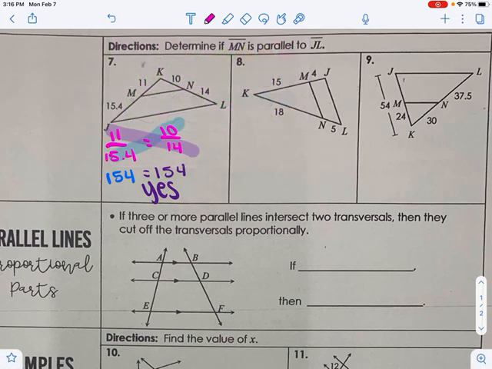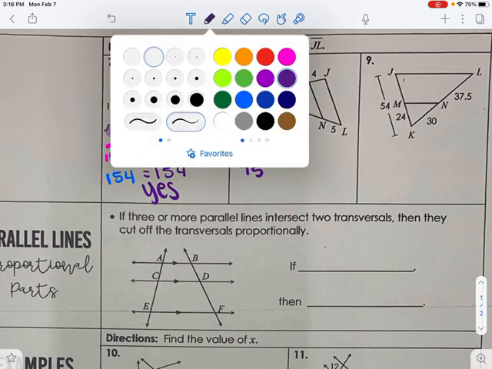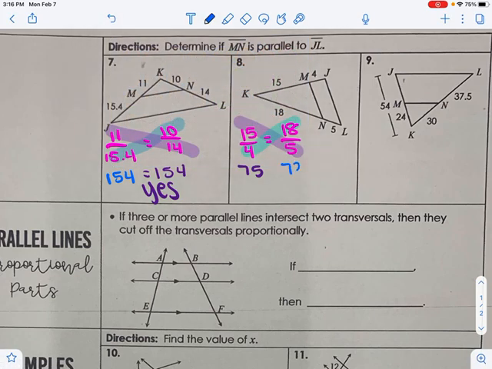Okay, let's try it again. 15 over 4 is equal to 18 over 5, right? And cross multiply. 15 times 5, let's see here, we used purple, is 75. And doing the other side, 18 times 4 in blue should get us 72. So in this case, these are not equal, so this is a no.